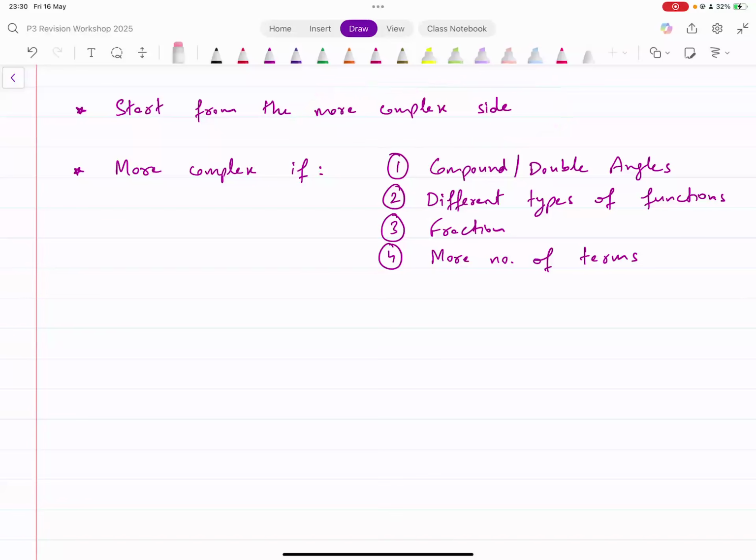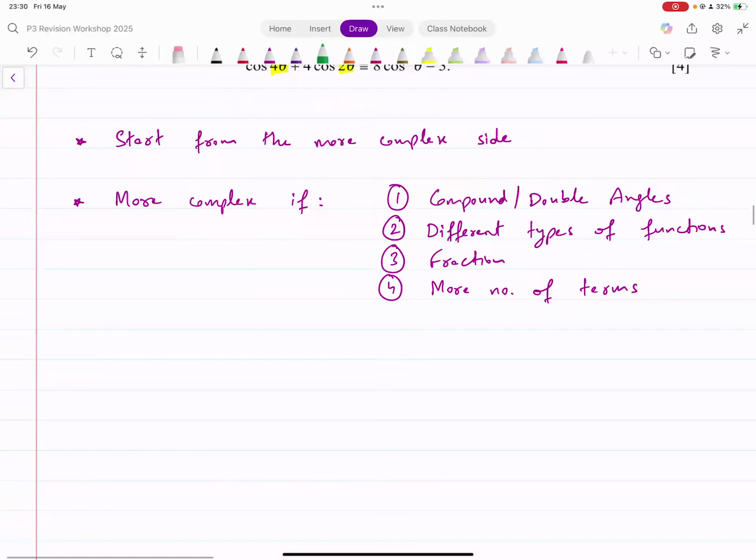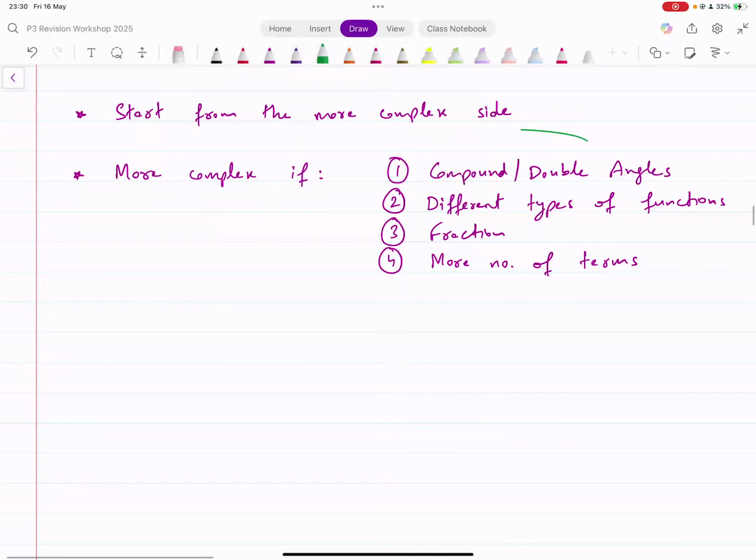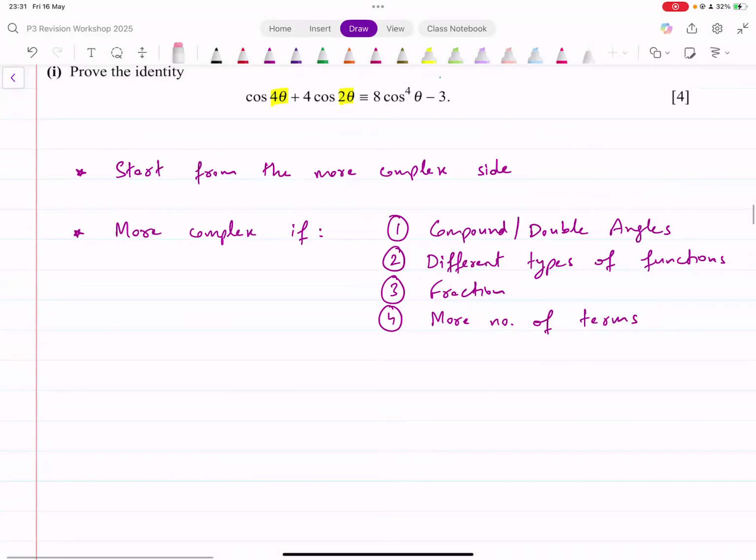Now, how do you decide which side is more complex? The side that has compound or double angles, we say that is more complex. So this will be the order of priority. We start from the first rule, compound and double angle. If we can differentiate based on that, just do that. So in this case, for example, the left side has double angles like this, right? So that is more complex.